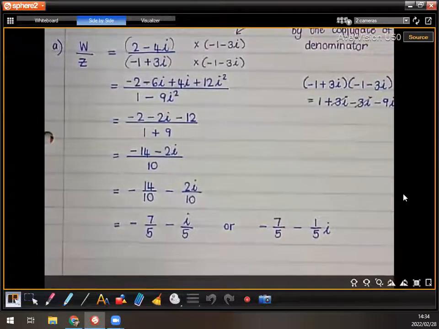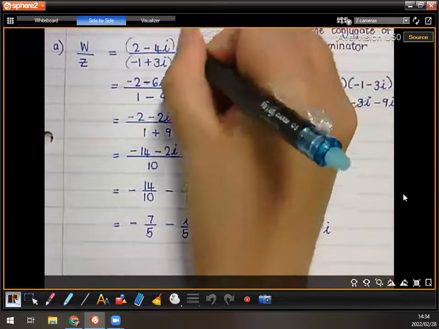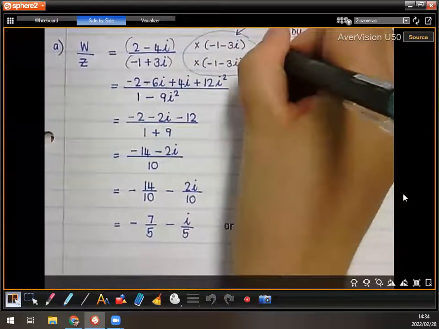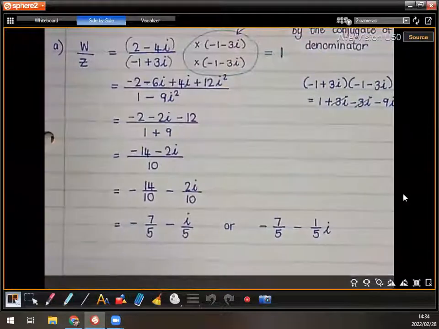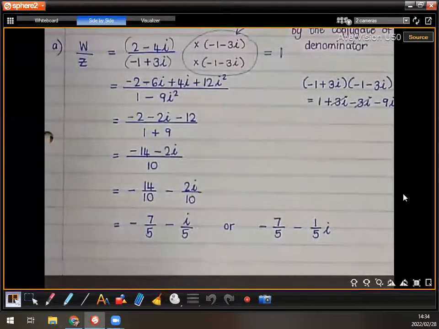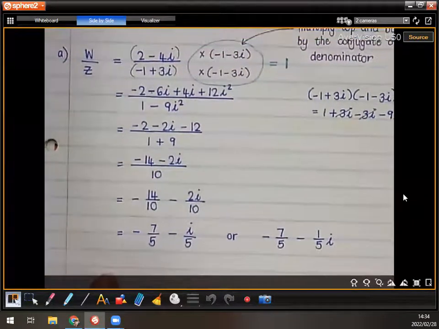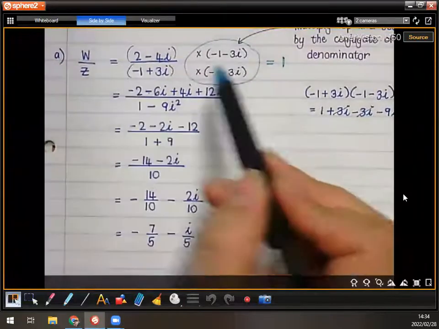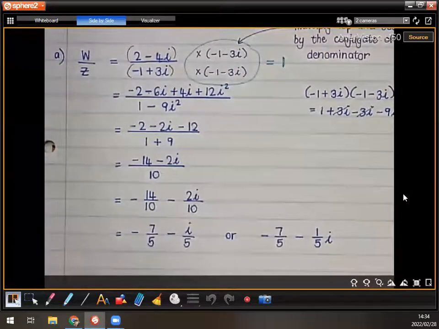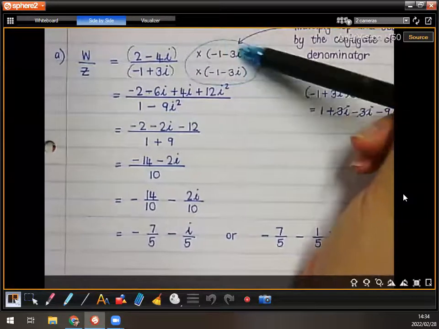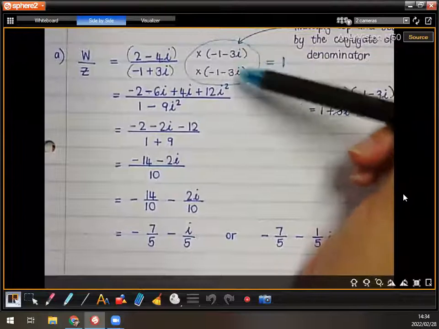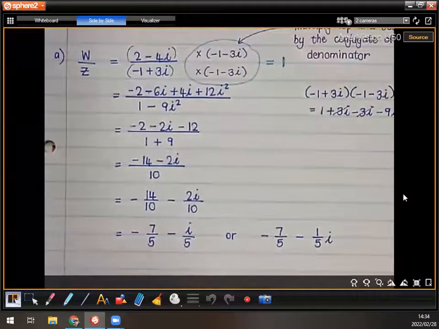If you want to, you can use a different colored pen. Let's use a light blue one here and circle this. This is actually equal to 1. If you multiply anything by 1, that's not going to change its value. But we are multiplying this fraction by 1 in a clever way: by 1 made up of these two brackets, so that the i's are going to go away.